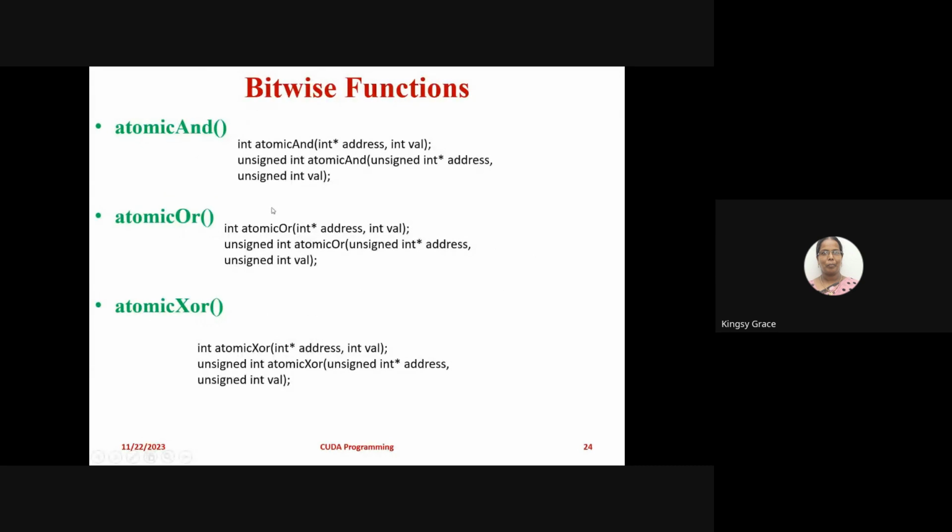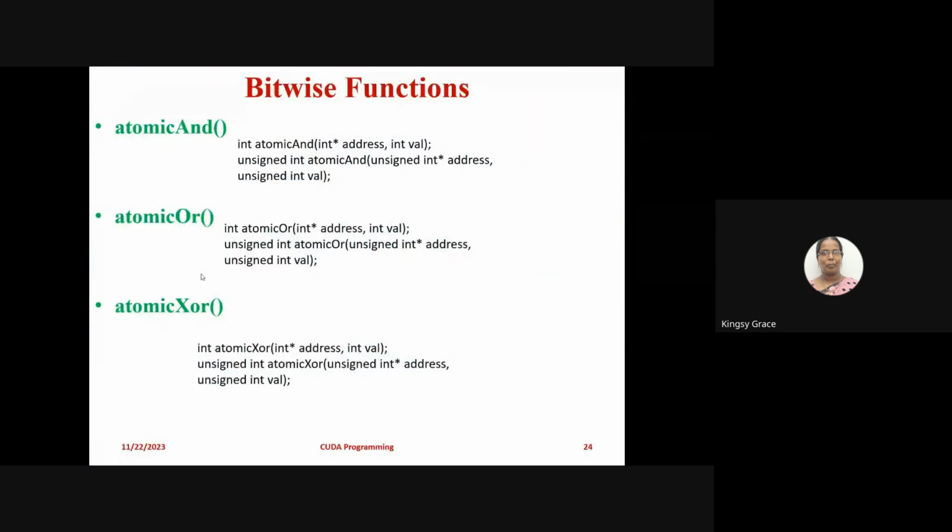So apart from those functions, we are having the bitwise functions, that is atomic AND, atomic OR, atomic XOR. So the atomic AND function will take the value in that particular memory location, perform the AND operation, and store it there in the same location. It's the same for all those things.